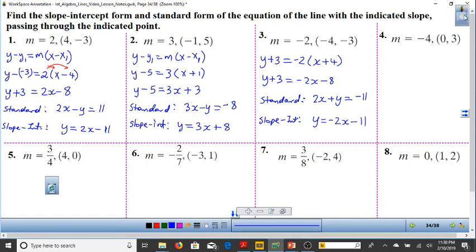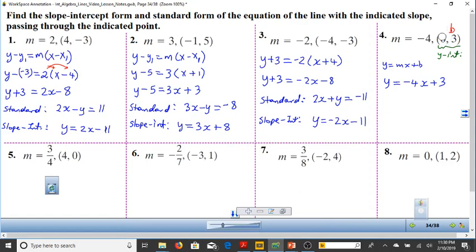In this case, if you notice, since the x coordinate is a 0, we're talking about a y-intercept here. We have the y-intercept right off the bat. So I just start out with slope-intercept form, y equal to mx plus b. So y is equal to slope negative 4 times x plus b, which is 3. Didn't have to do much work for that one.